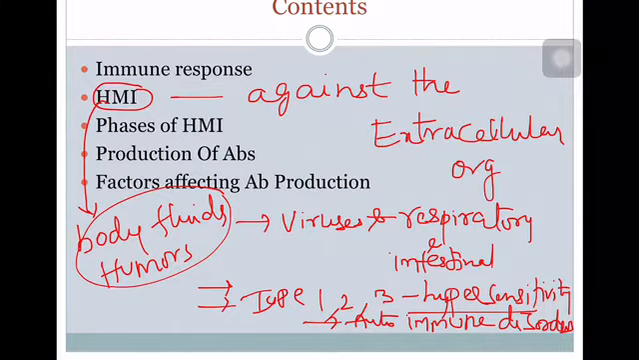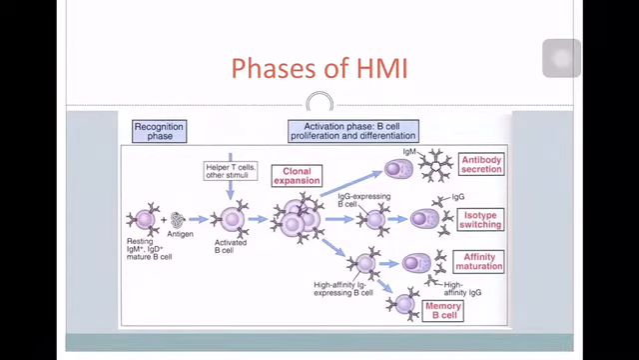It has functions in giving protection primarily from the extracellular microorganisms and also gives protection against the viruses that infect through the respiratory and intestinal tracts. It prevents the reoccurrence of viral infections and it participates in the hypersensitivity reactions of type 1, type 2 and type 3 and also in certain autoimmune diseases. Next are the phases of humoral mediated immune response.